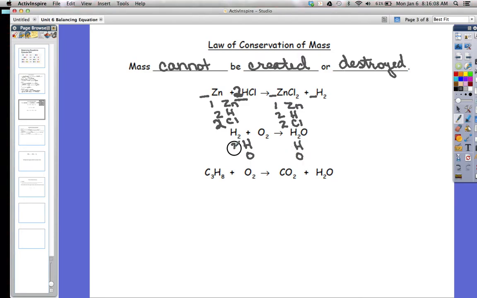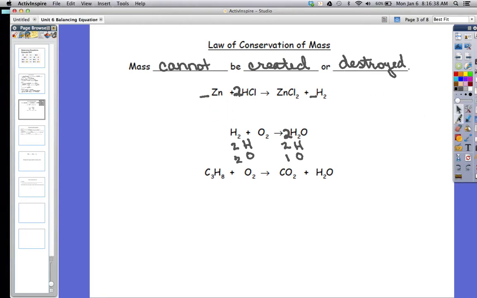I have 2 hydrogens over here, and I have 2 hydrogens over here. I have 2 oxygens over here, but over here I only have 1 because it's H2O. So I need 2 oxygens. I cannot put a little subscript here, so the only thing I can do is put a coefficient. I'm going to put a 2 right there.